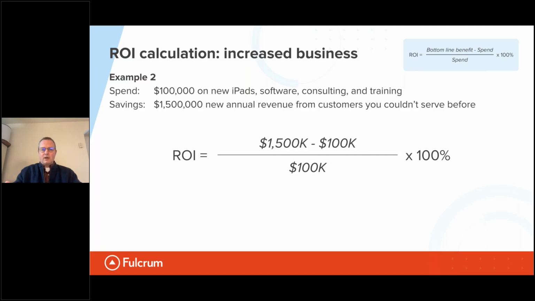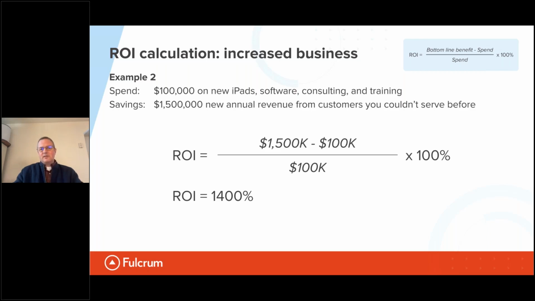So in this case, our ROI calculation is going to be the $1,500K, right? $1.5 million. I'm just going to shave off those last 3 zeros and put K in there instead. And my 100K that I spent, times 100%. So my ROI there is 1,400 divided by 100, times 100%, or 1,400%, right? So it's a 1,400% ROI.